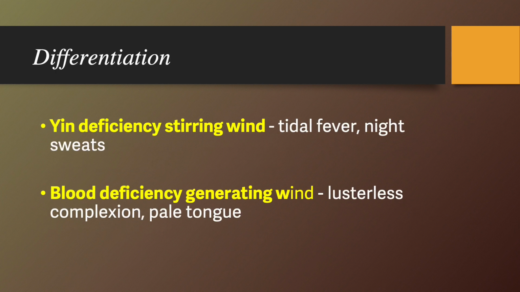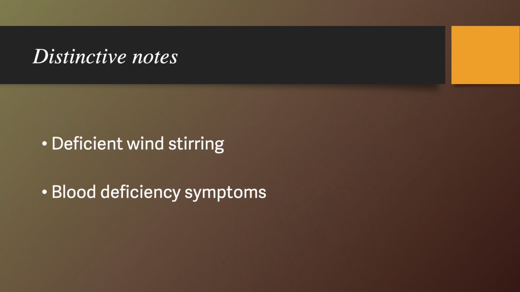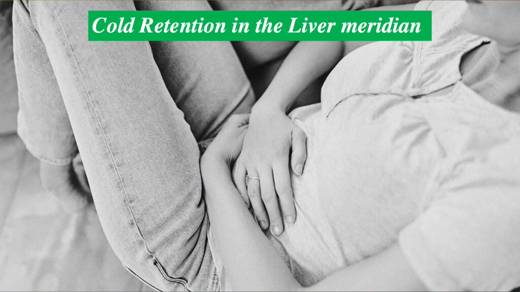This pattern should be distinguished from yin deficiency stirring wind. Both patterns have wind stirring symptoms. However, yin deficiency stirring wind is marked by tidal fever and night sweats, while blood deficiency generating wind is marked by a lusterless complexion and a pale tongue. The distinctive points of this pattern include deficient wind stirring and blood deficiency symptoms.